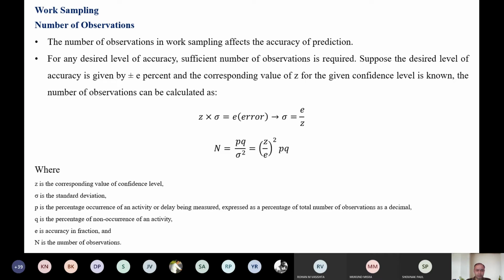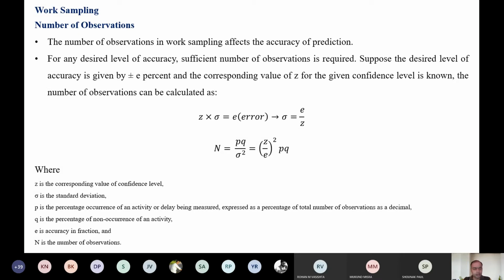But to calculate the number of observations, it's going to be p into q, where p stands for percentage occurrence of an activity or delay in terms of percentage, that is how much time he is doing the activity in percentage, and how much time he is not doing, keeping being in the idle state. So working state and idle state percentage, divided by the standard deviation, sigma square. Instead of that sigma square, we are going to substitute e and z, and we get the formula (z by e) the whole square, into pq. So please note down these formulas before you proceed to the next problem.